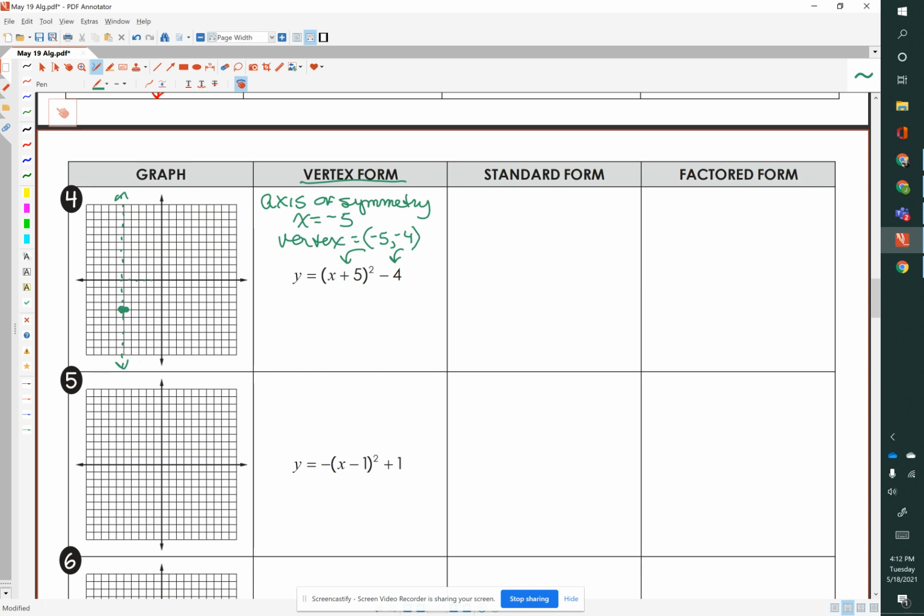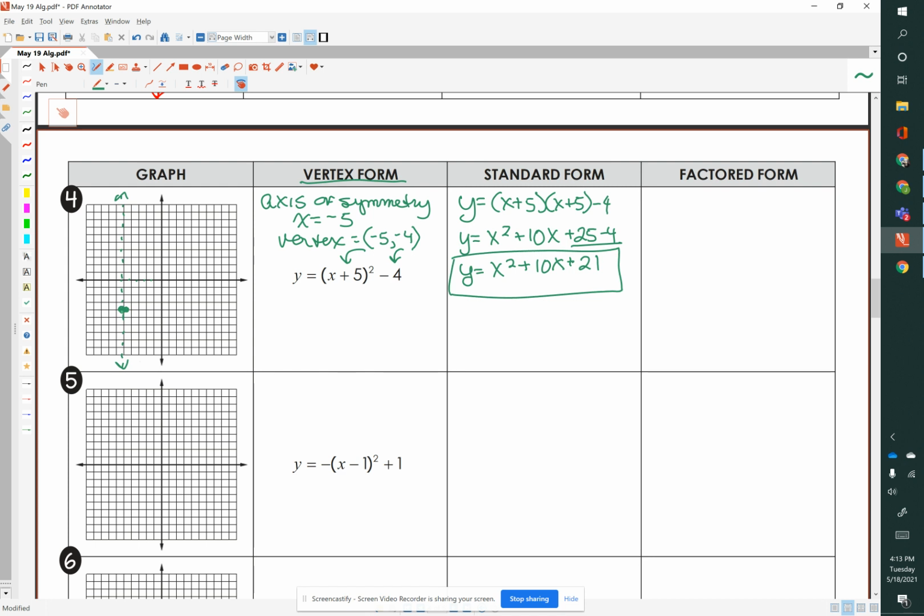Now let's go to the standard form. y equals (x plus 5) times (x plus 5) minus 4. So that would be y equals x squared plus 10x plus 25 minus 4, and I can combine those. y equals x squared plus 10x plus 21. So that's our standard form.